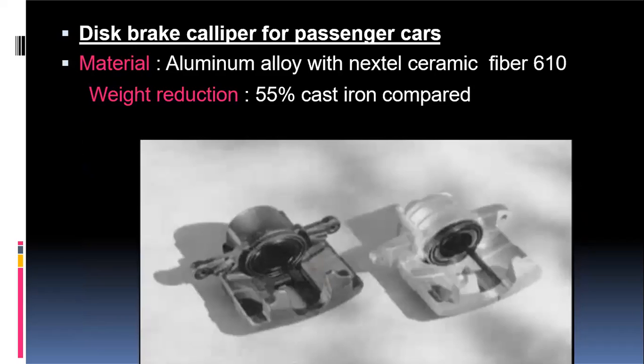Next application is the disc brake calipers for passenger cars. In passenger cars we also manufacture the disc brake calipers with the help of metal matrix composite, using aluminum alloy with Nextel ceramic fiber, and 55% of the cast iron is replaced, for the weight reduction process only. So they are highly used in the weight reduction of cast irons.